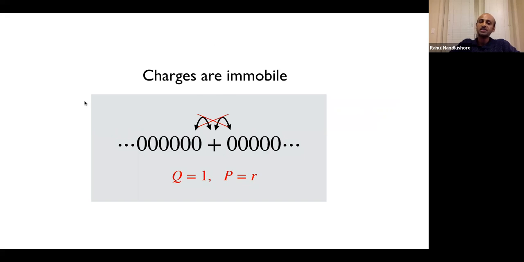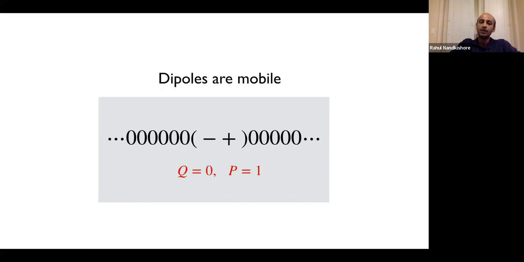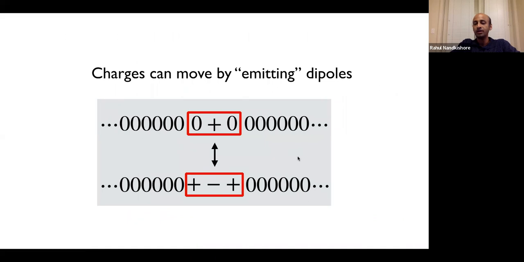Now you can straight away see that individual charges are immobile, because if you move a single charge, that will change the dipole moment, and you're not allowed to change the dipole moment. However, if you have a dipole, so a plus charge and a minus charge close together, those can move about freely. And also you can have this sort of process, which you could interpret either as a charge hops right and emits a plus minus dipole to the left, or a charge hops left and emits a minus plus dipole to the right. Okay?